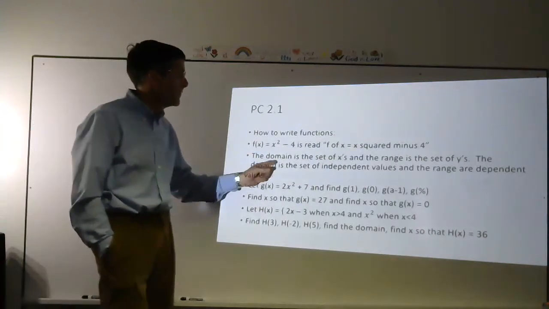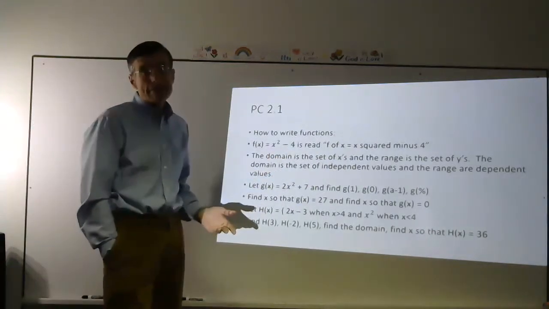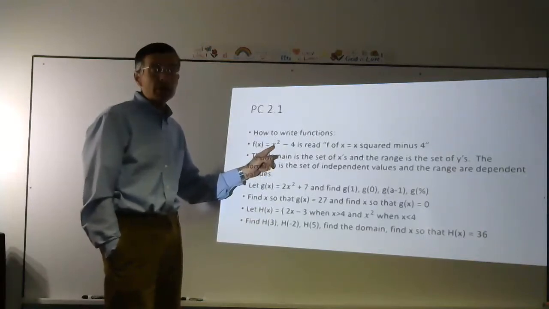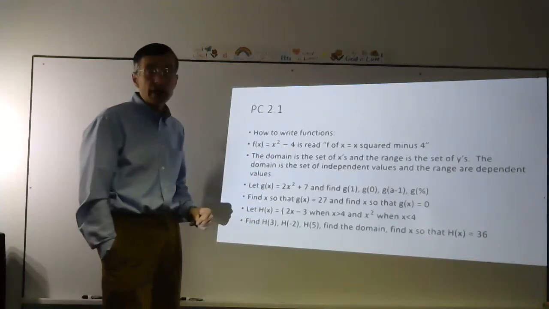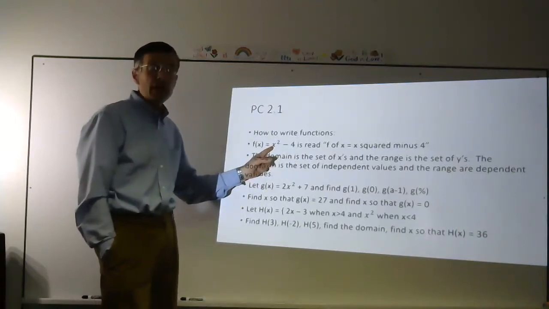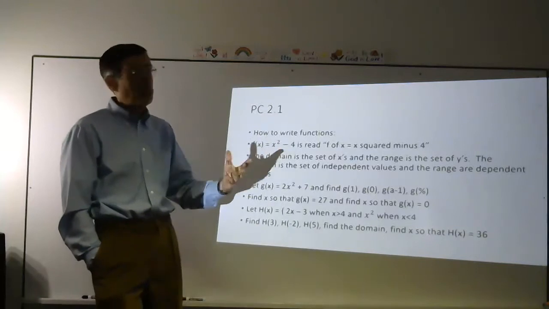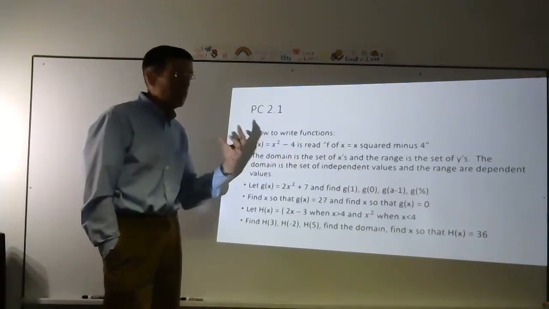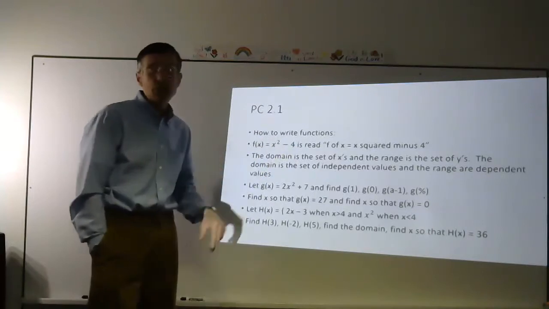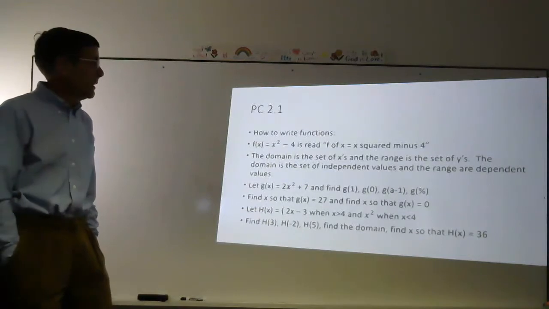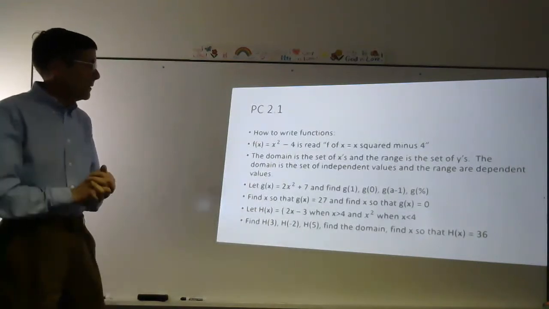Like, for instance, if I pick 3 for x, I put 3 in for x. 9 minus 4 is 5. You only get 5 if you put 3 in for x, or I guess it would also work if you put negative 3 in for x, okay? But the y value is very much dependent upon what you put in for x. So the x is called the independent variable, and the y is the dependent variable.